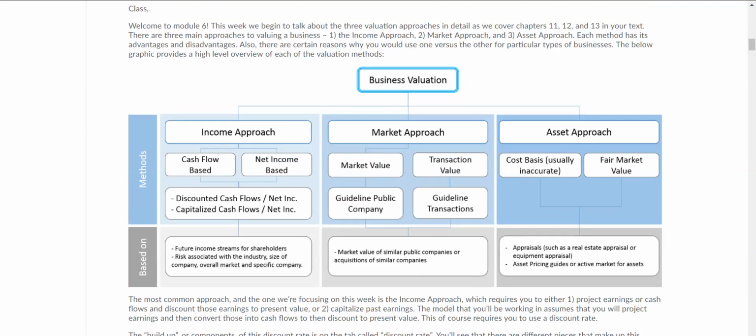Now, the market approach next week, as we'll talk about, there are two different ways to calculate a value using the market approach. One is by taking a public company, looking at the public company values and applying those to your own company. Or you would take an actual transaction that has occurred in the past, to look at the value for a similar company that has sold, and you would extrapolate that and apply it to your own company.